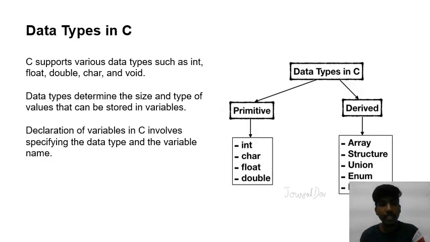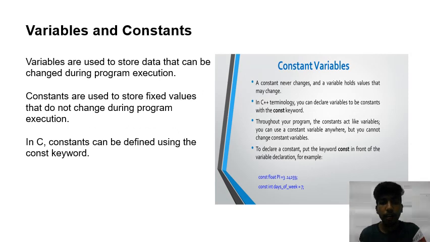Data types in C. C supports various data types such as int, float, double, and char. Data types determine the size and type of values that can be stored in variables. Declaration of variables in C involves specifying the data type and the variable name.